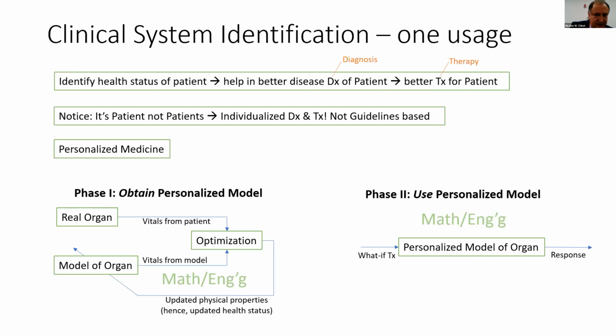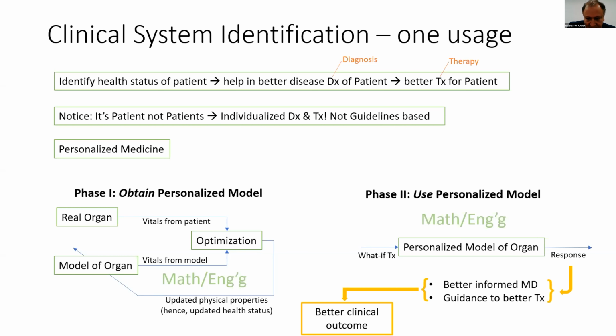Since this is IEEE EMBS, I want to emphasize that math and engineering is certainly involved there. And what does the response do if you run what-if therapeutic scenarios? It will provide better informed MD guidance to better therapy, which together lead to better clinical outcomes. That's why we call it clinical system identification. Okay, so that's the slide that I have.